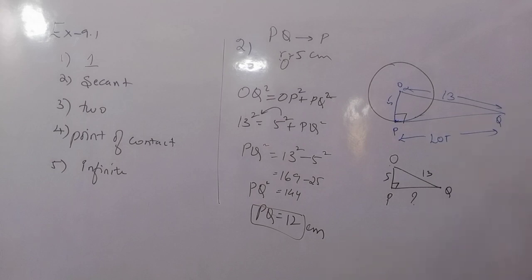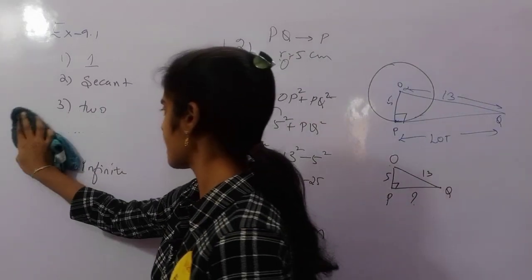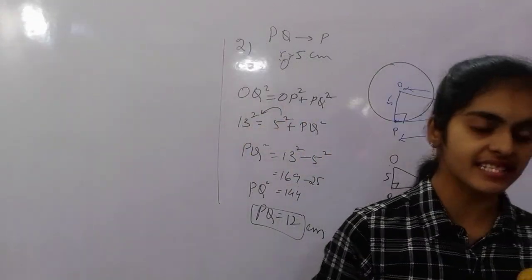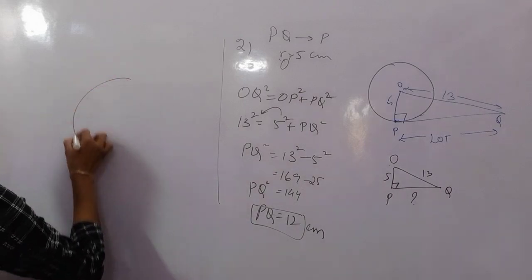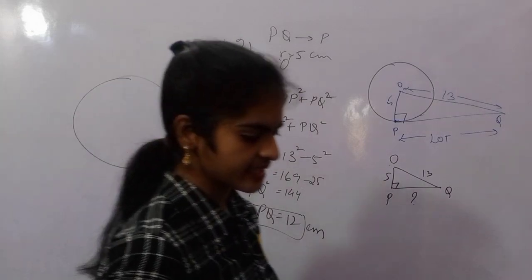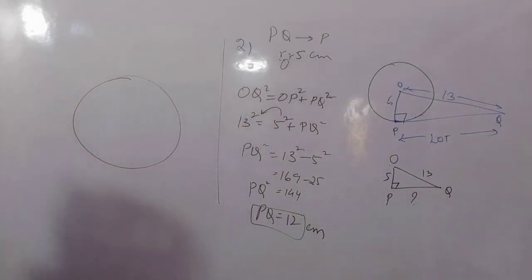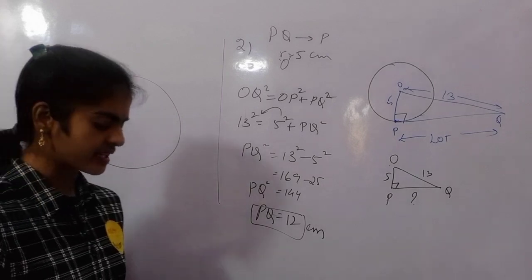Draw a circle and two lines parallel to a given line such that one is a tangent and the other is a secant to a circle. So suppose I have to draw a circle, question number 3. Okay, so this is a circle. You have to draw two lines parallel to the given line, such that one line is a tangent and the other is a secant.